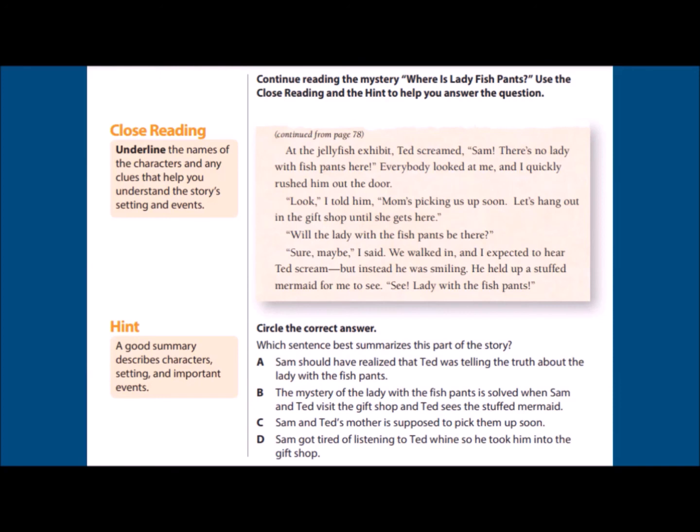Sam should have realized that Ted was telling the truth about the lady with the fish pants. Well, this starts out with a judgment. He should have realized, and we don't have judgments in summary, so it is definitely not A.